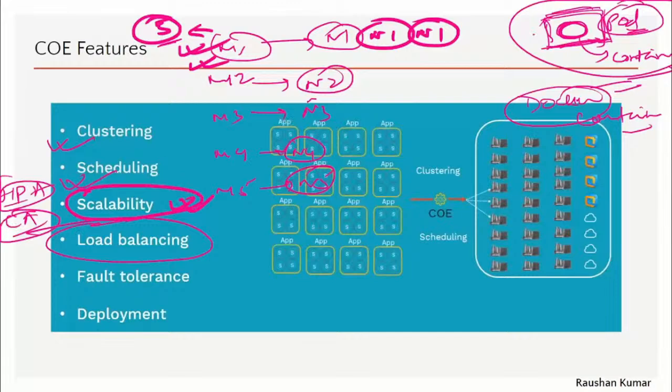So HPA is relevant for Kubernetes, and CA is for Docker, correct? Nothing like that. HPA stands for horizontal pod autoscaler.